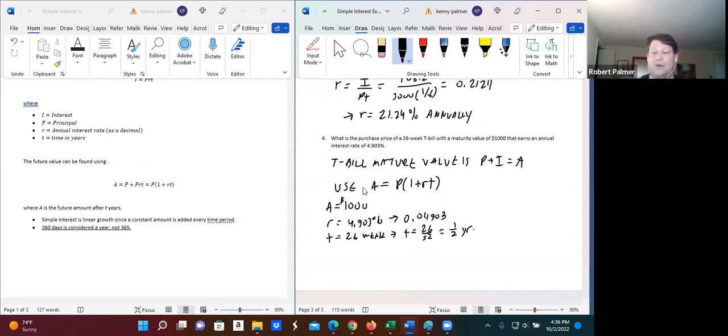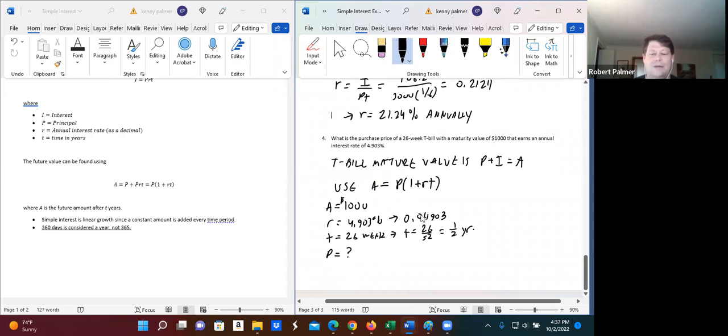Okay. And then what's unknown is the purchase price. So that's essentially going to be P, or P is what's unknown in this case. Okay. What's the purchase price? In other words, I'm going to put a certain amount down, and then it's going to mature. When it reaches $1,000, a total of $1,000 after 26 weeks, what do I have to start with? Okay. So what we have here is A is equal to P times 1 plus RT.